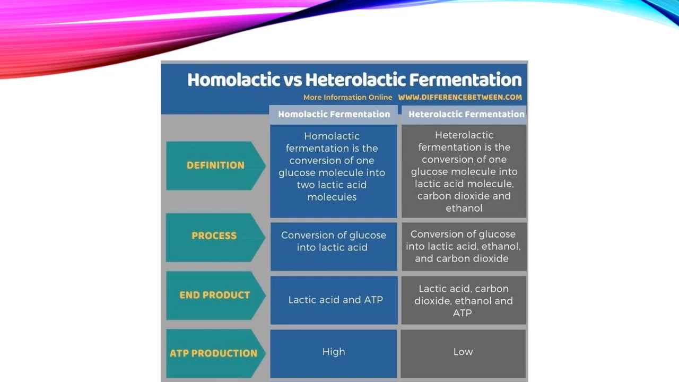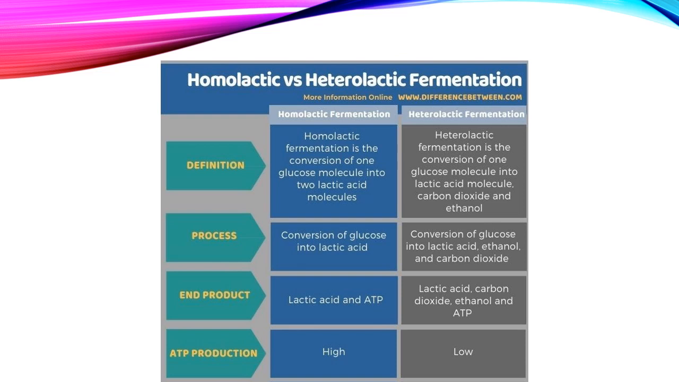By definition, homolactic fermentation is the conversion of one glucose molecule into two lactic acid molecules. Whereas heterolactic fermentation is the conversion of one glucose molecule into one lactic acid molecule plus one carbon dioxide plus one ethanol molecule. By process, homolactic fermentation results in the conversion of glucose into lactic acid. But heterolactic fermentation results in the conversion of glucose into lactic acid, ethanol, and carbon dioxide.